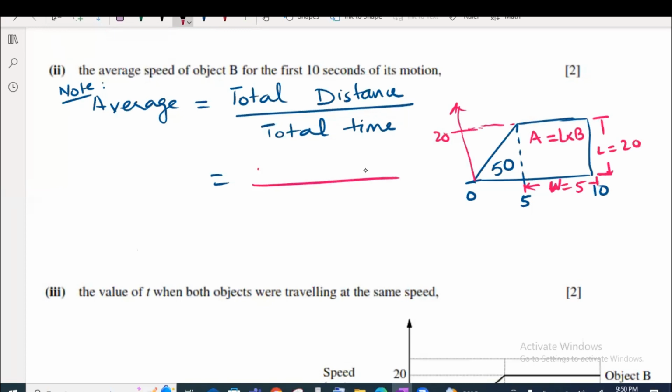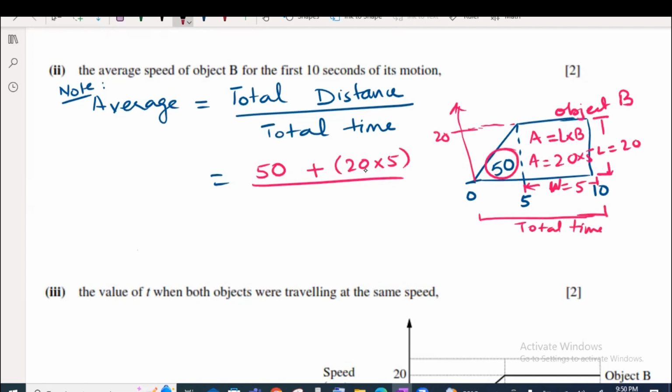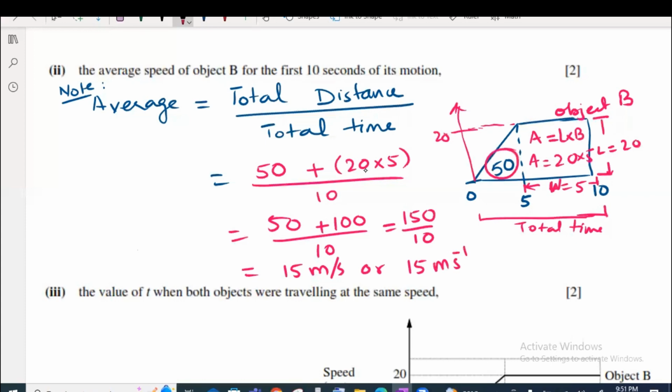We have 50 for the area of the first part, the distance covered during 5 seconds, and the area of the second part is 20 times 5, which is 100. This is the total distance covered by object B. The total time is 10 seconds. So 50 plus 100 divided by 10 is 150 over 10. The average speed is 15 meters per second, or 15 ms^-1. This is the answer.